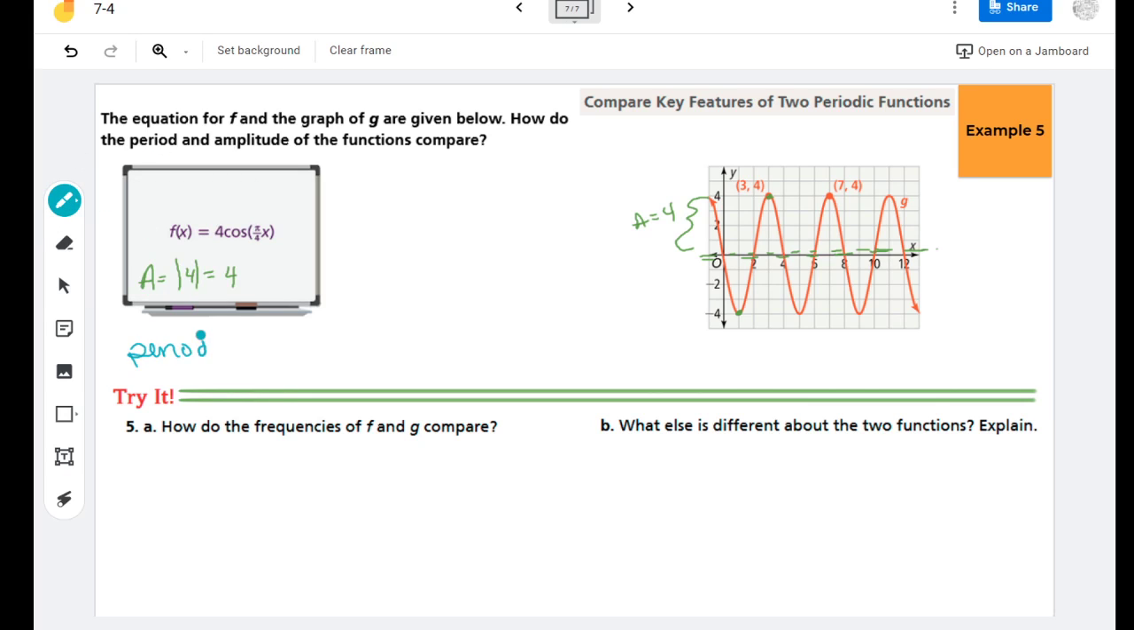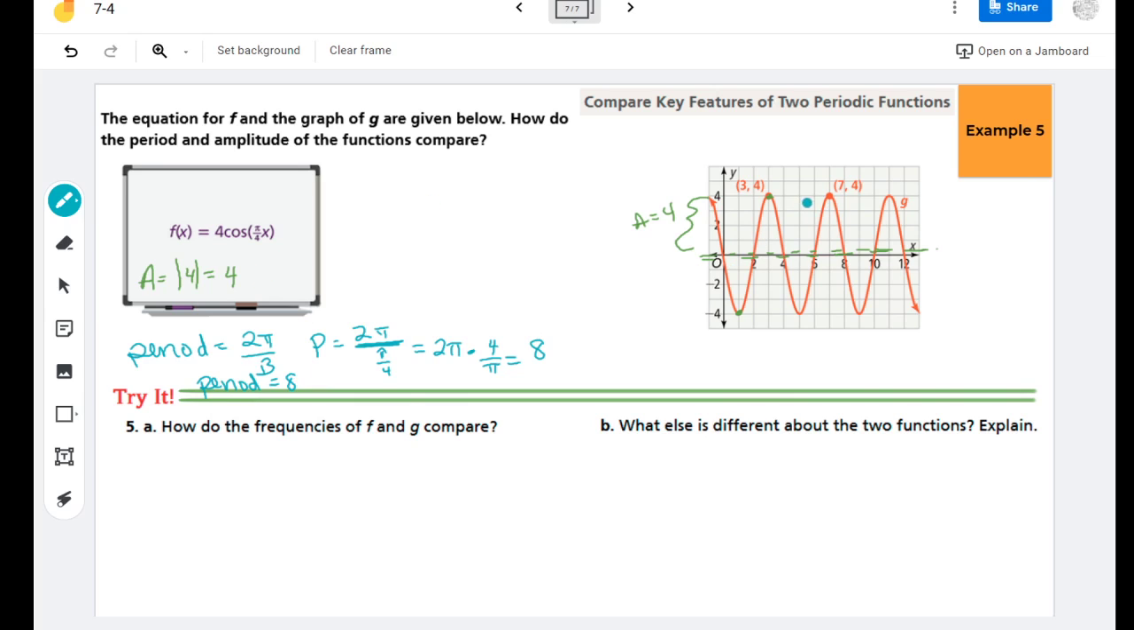Anyway, now let's talk about the period. Remember, the period is the amount of time that it takes to do one iteration of the process. For the period of an equation, I take 2 pi and divide it by the b value, which is pi over 4. That's kind of ugly. We don't like a fraction divided by a fraction, so I keep my 2 pi, change to multiplication, and flip pi over 4 to 4 over pi. You can see my pi's cancel out and I'm left with 8 for my period.